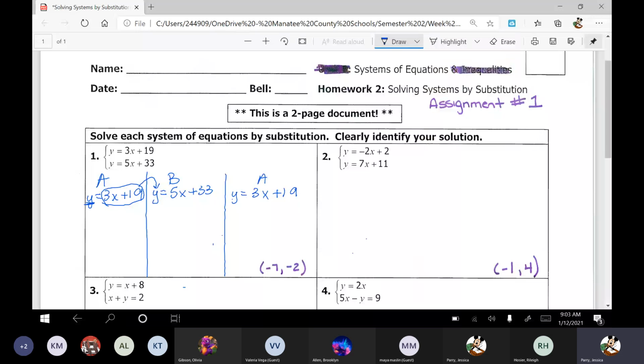So let's do our substitution, rewrite the B equation. We're going to substitute instead of y, we have our 3x plus 19. And then I'm going to write down the rest of this equation here, equals 5x plus 33.